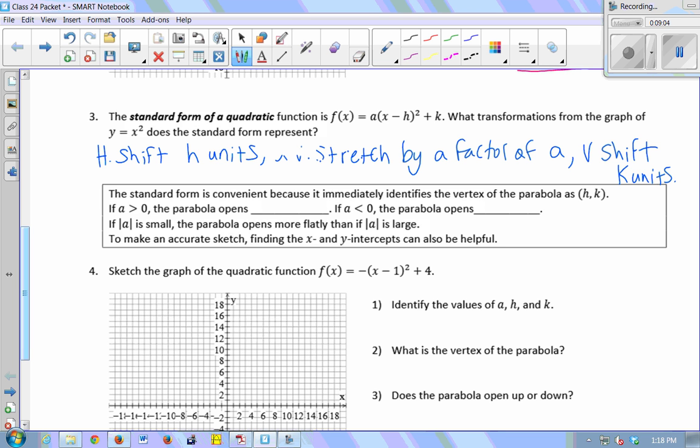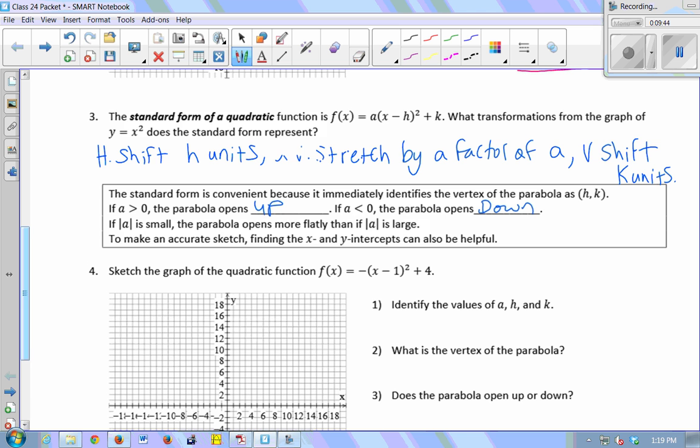Up. So if a is positive, it looks just like regular x squared and it opens up. And if a is negative, the parabola would reflect over the x-axis, so it would open down. If a is small, the parabola is going to open more flat because it's going to be a vertical shrink, which is going to flatten the bottom. By small, I do mean less than 1. Yes, thank you. Then if a is large. And then if you're trying to sketch a graph, finding x and y intercepts can also be helpful.